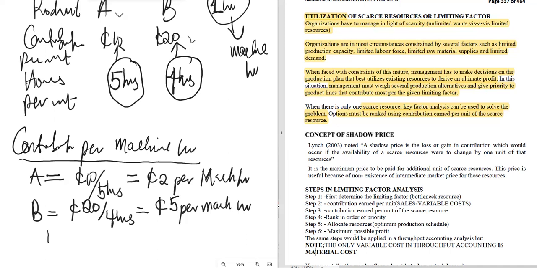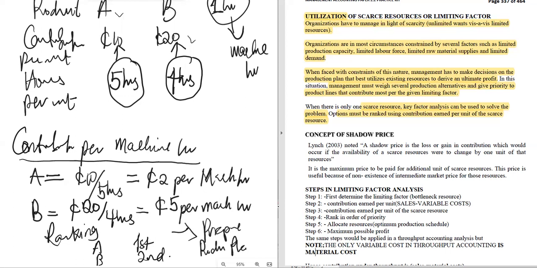So in terms of ranking, product A will be first in ranking, and product B will be second in ranking. So this is what we are now going to use to prepare our profit maximizing output, or a production plan. The whole principle is this: you want to what? Maximize your profitability despite the scarce resources. Is that okay? So that is what we normally do.